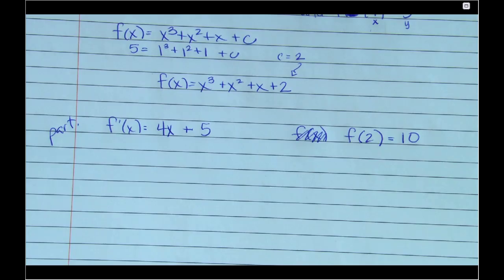Leave it as a decimal or a fraction? Doesn't matter. Good question. I got it. Do you need a decimal? No, you don't.